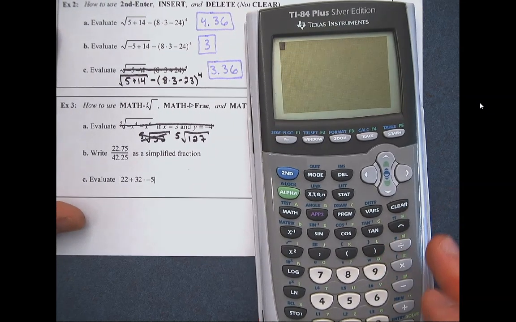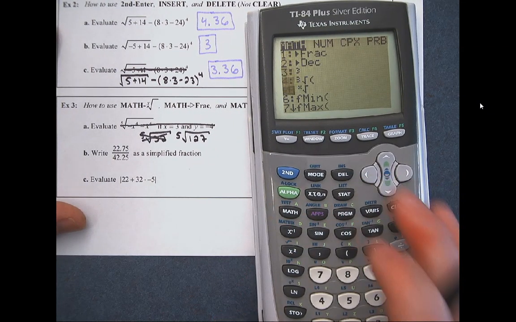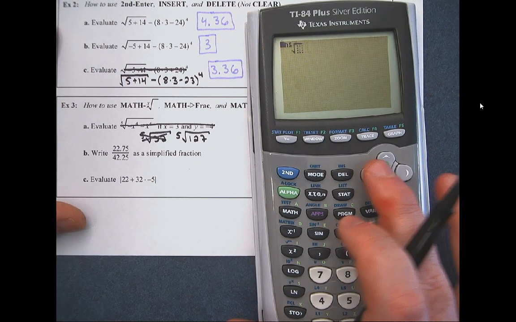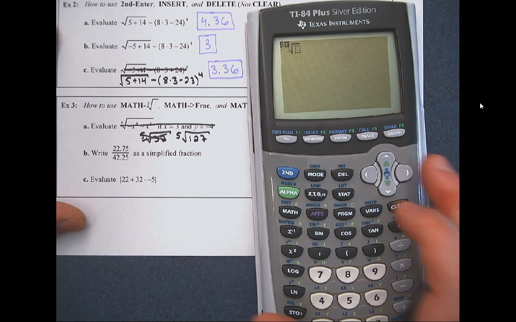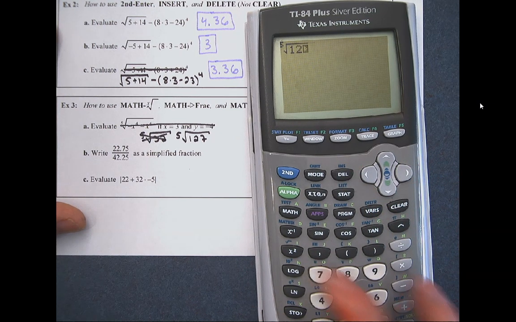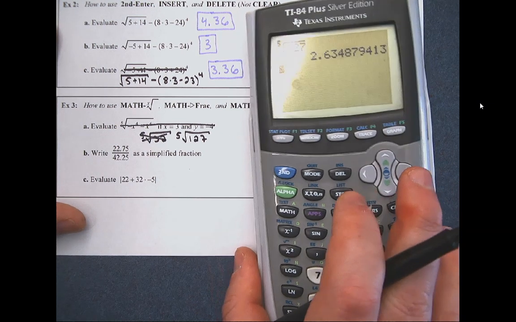So I want to do the fifth root: math, x root. Go up there, and if it says answer, delete that out and put a 5 in there. And then I want to do 127, so 2.63.